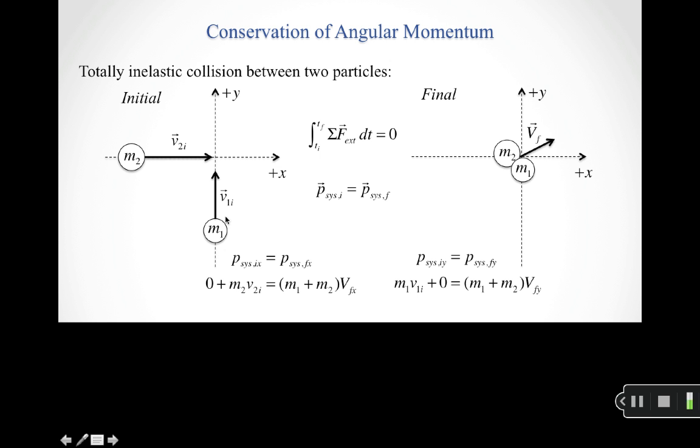Setting up my y equation, I see the same thing. All of mass 1's initial momentum is in positive y. Mass 2's y component for the initial momentum is 0. So my 2 pieces initially give me a y component that looks like this. Again, they stick together, so I can basically treat them as a single object at the end with a total mass of m1 plus m2, and again, they're going to have some y component of the final velocity vector. So this was how we worked conservation of linear momentum.